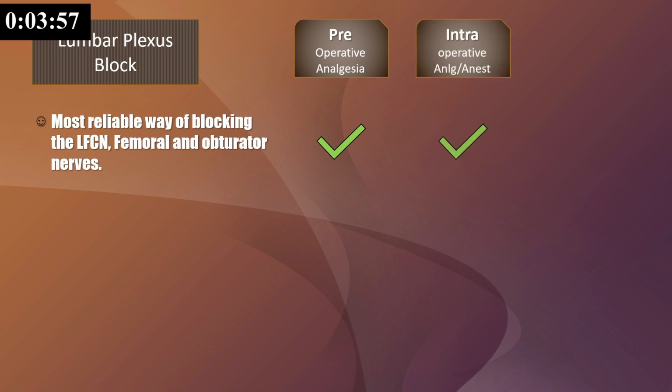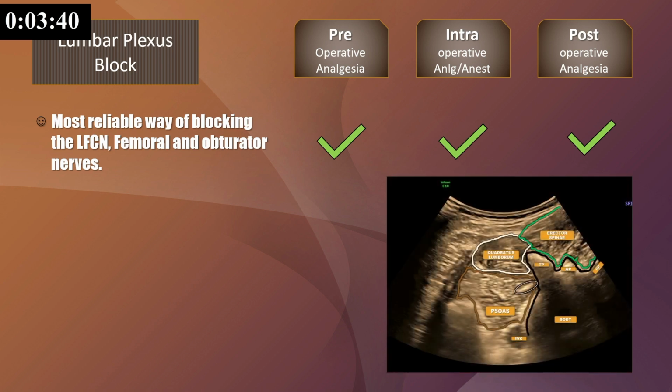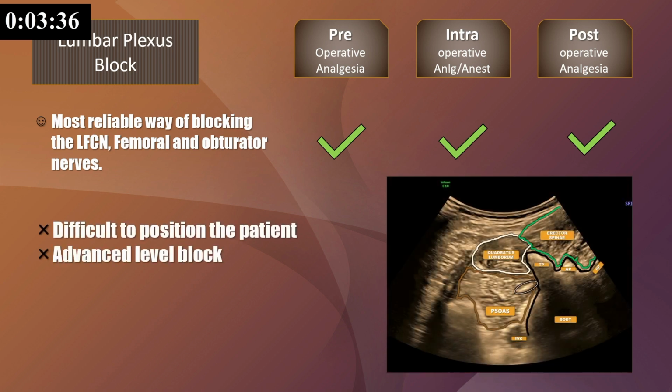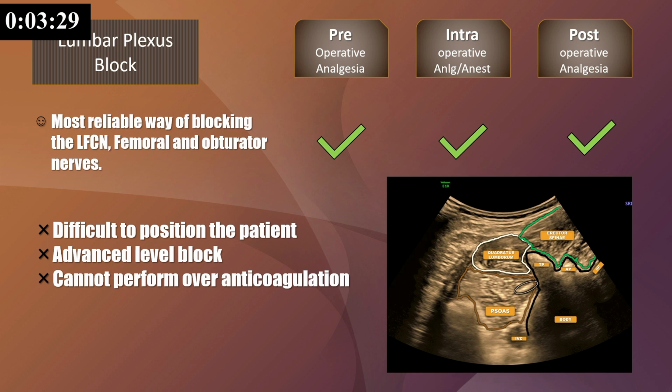Okay. So, yeah, the lumbar plexus block, you can use it intraoperatively. Dr. Gopal said that they use this a fair bit at his center to provide anesthesia for surgeries on the hip. And post-op, yes, it's a decent place to put in a catheter. But it's difficult, like I said, difficult to position the patient. Unless you're Dr. Gopal, I don't think you would want to really do this. And again, the anticoagulation issues are there.